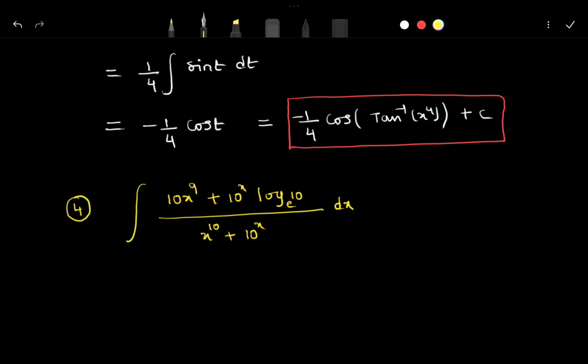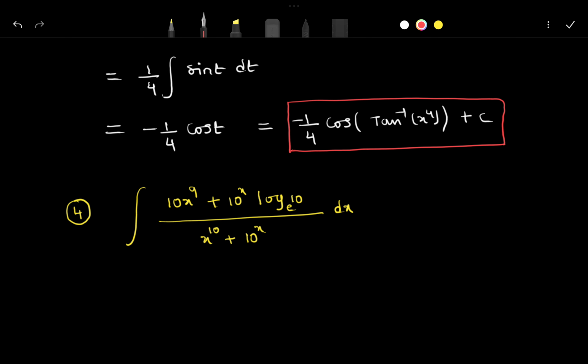So before doing this problem, we have to recall two formulas. The first major formula is the derivative of a to the power of x. What is the derivative of a to the power of x? d by dx of a to the power of x equals a to the power of x into log a base e. So this is the first fundamental in this problem.